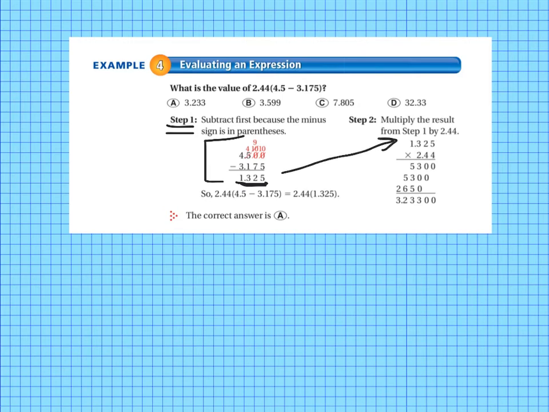And then step 2 is multiply that product by 2.44. So they multiply that, and they have 3 decimal places on the top and 2 on the bottom. So that's a whole lot of decimal places to march in, but you have to do it. 2, 3, 4, 5 decimal places. So all of that equals 3.233. So the correct answer is A.